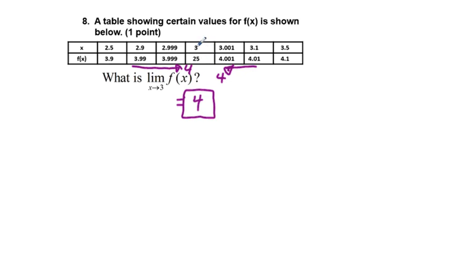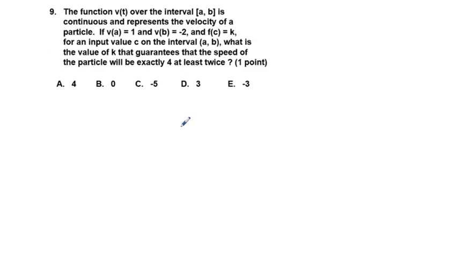Even though f of 3 is defined as 25, the limit as x approaches 3 of f of x is 4. Next, the function v of t over the interval [a, b] is continuous and represents the velocity of a particle. If v of a equals 1 and v of b equals -2 and f of c equals k, for an input value of c on the open interval a to b, what is the value of k that guarantees the speed of the particle will be exactly 4 at least twice?